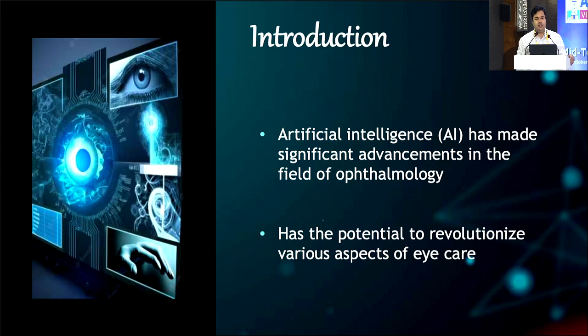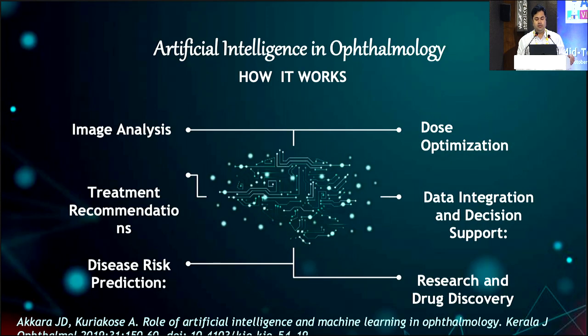So yes, AI has made a significant advancement in the field of ophthalmology, and something called disruptive innovation in healthcare. That is what AI is driving forward. How does it work? Image analysis, yes. Dose optimization, especially when you have to inject a drug, say for diabetic patients, right? Not everyone requires 0.05 ml. Some may require less drug or more drug. That can be personalized. Attention can be given. Treatment recommendations can be made.